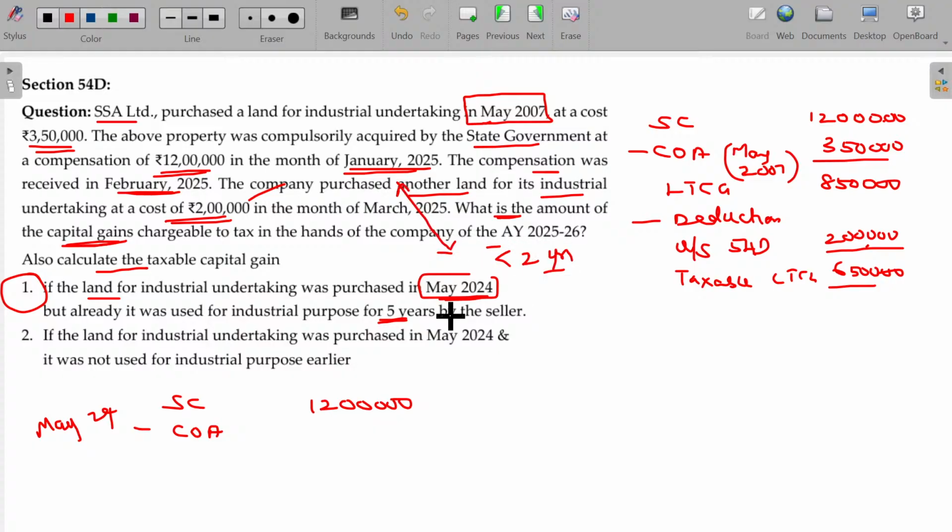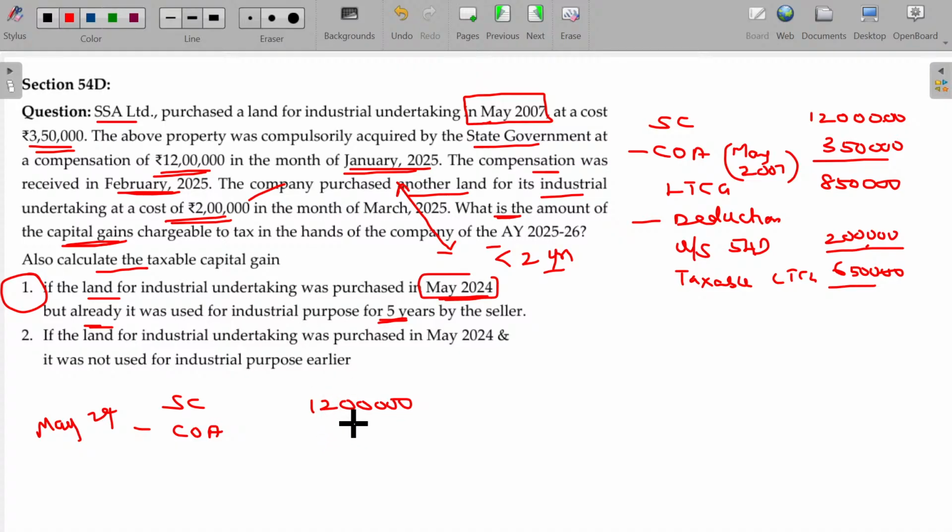To qualify for the deduction under section 54D, that land and building should be used for the industrial purpose by the assessee for at least 2 years earlier to that. So now he purchased just now, a matter of 1 year lesser. But he used it for his own purpose as a tenant earlier. Okay, already it was used for the industrial purpose. Okay, then also you will be eligible for claiming the deduction of rupees 2 lakhs.